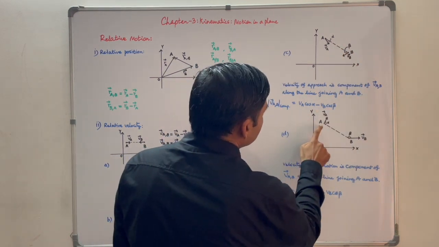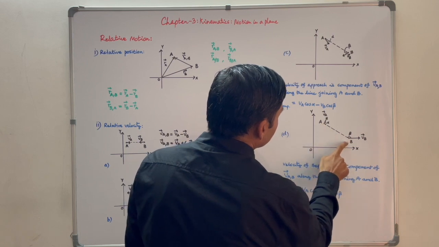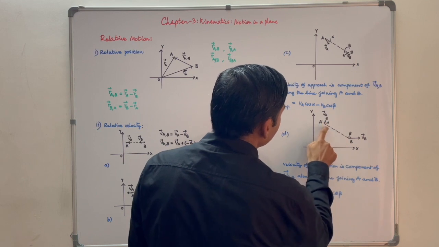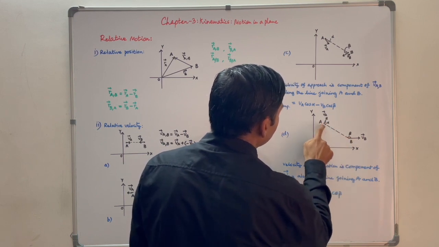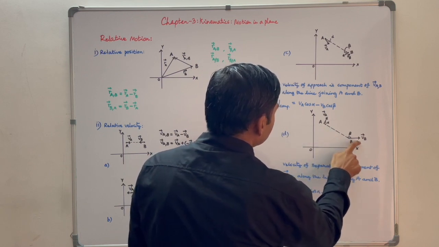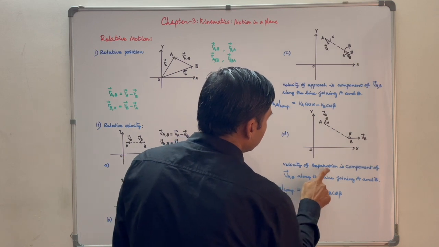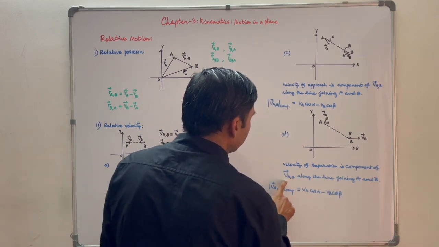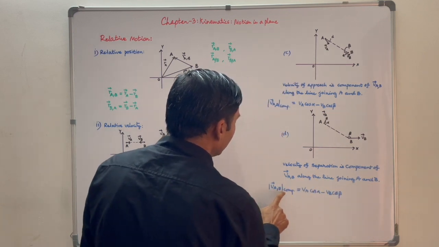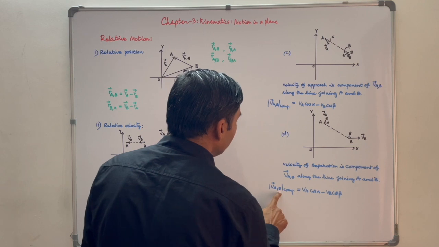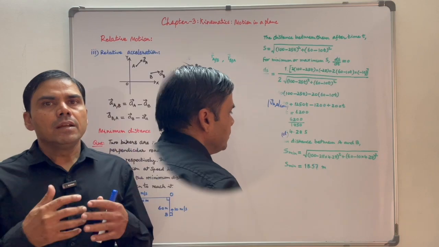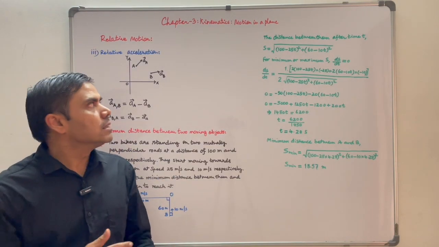Fourth scenario, consider two particles, particle A and particle B. They are moving with velocities VA and VB, making an angle alpha and beta respectively with the line joining them. You can see that these particles will never collide. So we say that velocity of separation is component of vector VA,B along the line joining A and B. So magnitude of component of vector VA,B will be equal to VA cos alpha minus VB cos beta. Now let us understand relative acceleration.